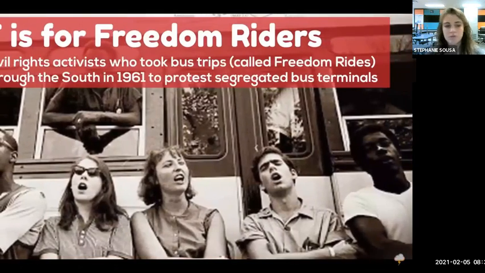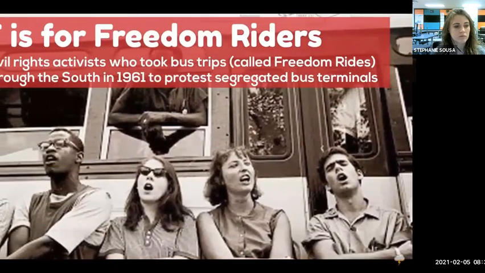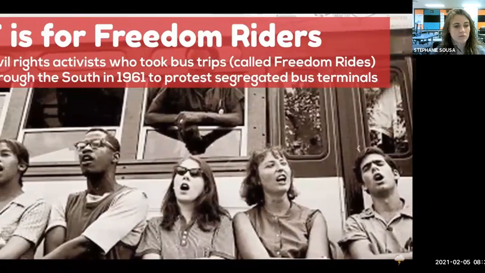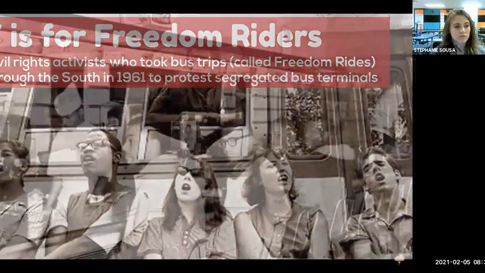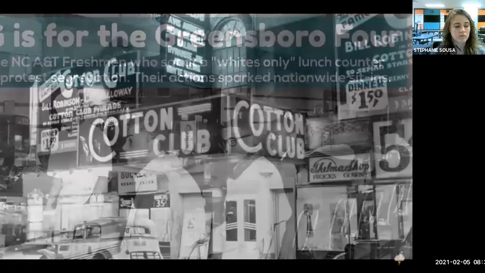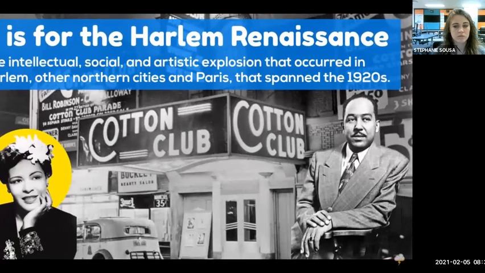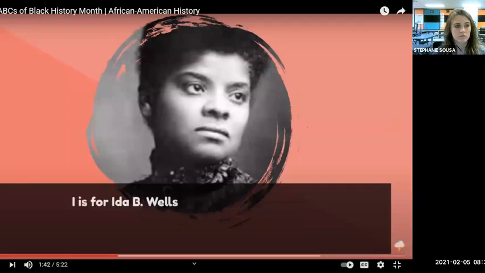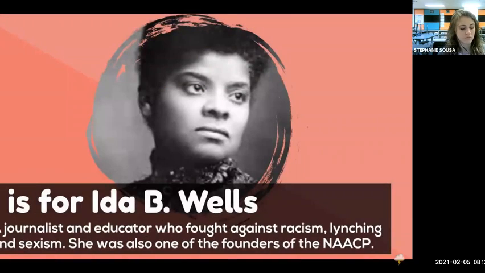F is for Freedom Riders, civil rights activists who took bus trips called Freedom Rides through the South in 1961 to protest segregated bus terminals. G is for the Greensboro Four, the North Carolina A&T freshmen who sat at a whites-only lunch counter to protest segregation. Their actions sparked nationwide sit-ins. H is for the Harlem Renaissance, the intellectual, social, and artistic explosion that occurred in Harlem, other northern cities, and Paris that spanned the 1920s. I is for Ida B. Wells, a journalist and educator who fought against racism, lynching, and sexism. She was also one of the founders of the NAACP.